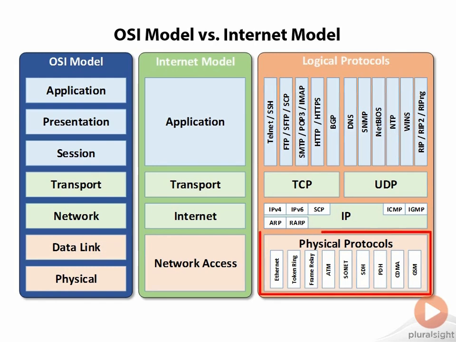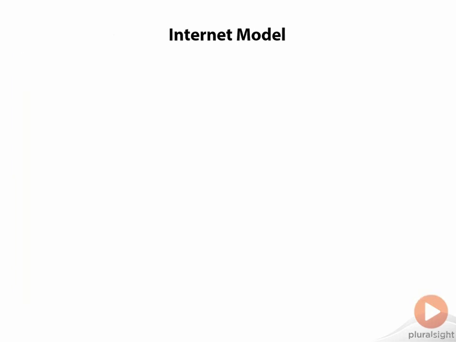And then at the physical layer, or the network access layer, we have physical protocols such as Ethernet, token ring, frame relay, ATM, SONET, so on and so forth. Okay, just so you have an understanding, each of these layers has specific parameters of what goes there, how it functions, and so forth.